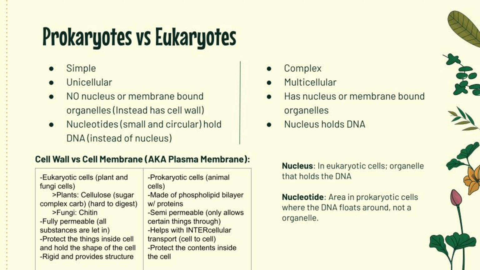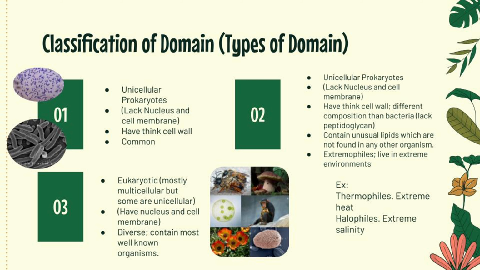As for nucleotides, they're in prokaryotic cells, and it's just the area in that cell where the DNA kind of floats around, and the DNA is not very well protected. That's why in prokaryotic cells, like bacteria and stuff like that, there's more chance of mutations because the DNA is not so well protected. Now we have different types of domains, and we have bacteria, archaea, and eukarya.